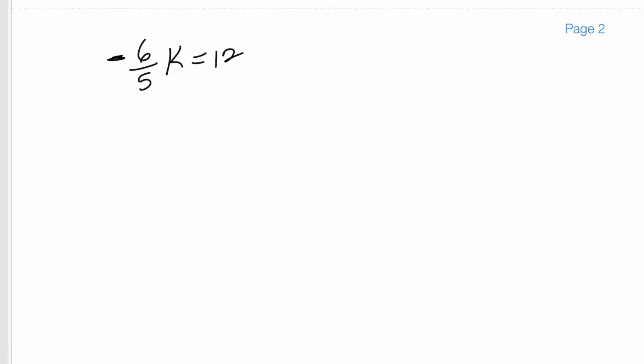Well, just like if I had 6k and that's equal to 12, I would divide by 6. So now the inverse of multiplication or division is multiplication. So I'm going to multiply it by the inverse or the reciprocal of 6/5. So that's going to become 5 over 6.